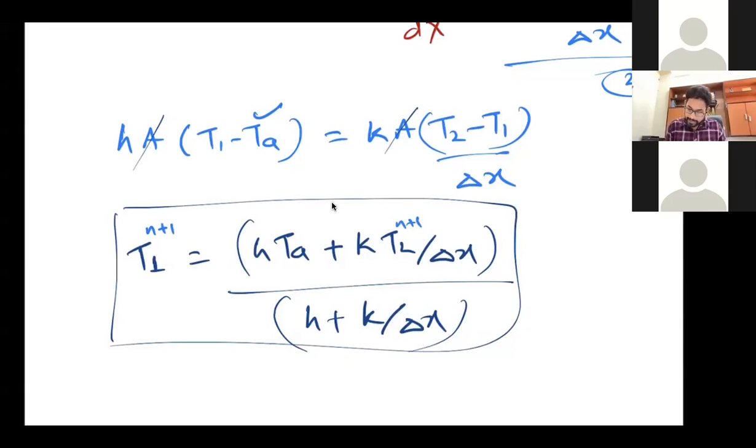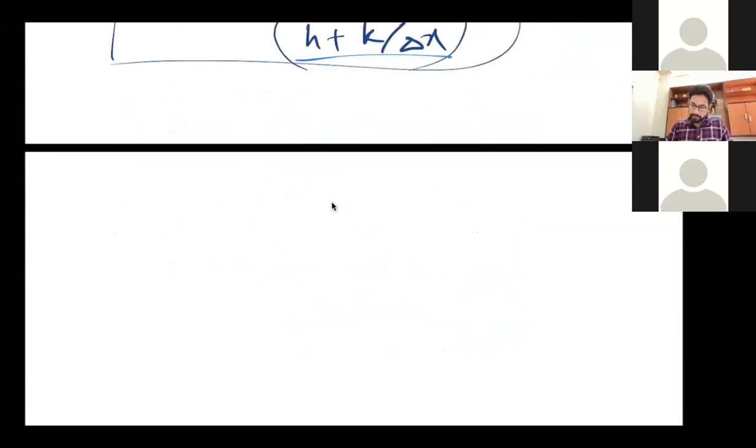And everything else in this equation is already known, right? We know the H value, we know the Ta value, delta X we have defined, K is known, and all these are known. Okay, so I believe we have now set up the problem completely. Let's do a revision quickly, and then in a few minutes from now we will switch to MATLAB.